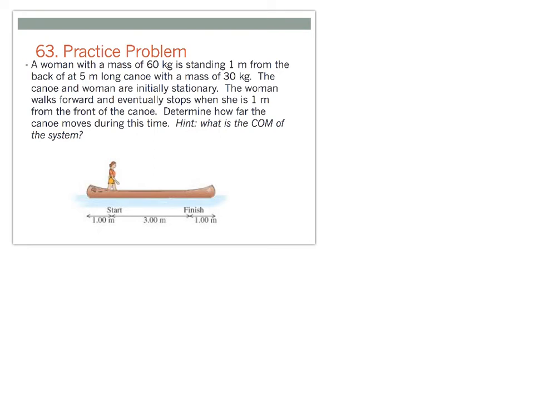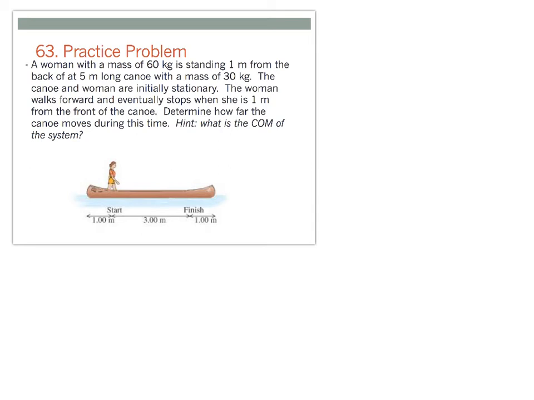Okay, and we are given this hint, what is the center of mass of the system? This one would be difficult to do with momentum because we don't know anything about the velocity of the woman. Now, we could make one up, but even that would be difficult, and we'd have to then think about how long it would take the woman to cover that distance and then figure out the velocity of the canoe and figure out how far the canoe goes. Doing it with center of mass is going to be easier.